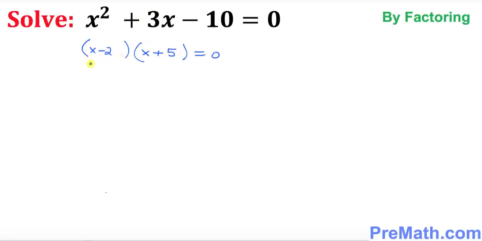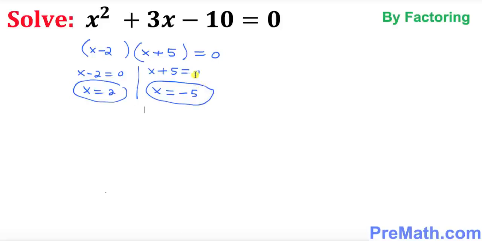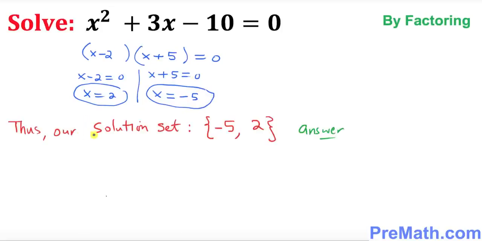So the next step is I want you to go ahead and split them up. So x minus 2 equals 0 and the other one is x plus 5 equals 0. So that means x equals positive 2 is one solution and x equals negative 5 is another solution. Thus our solution set turns out to be negative 5 and 2.